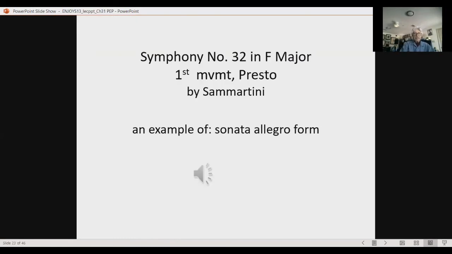Okay, I'm going to play it again now, right? Sammartini, the Italian, is considered to be the father of sonata allegro form. So again, it's the first movement, and it's an example of sonata allegro form. This is without the prompts. So when you have that theme two, it's so simple. It just goes da dee da da dum ba da da da bum bum bum bum bum bum. That's theme two. All right, so here we go.